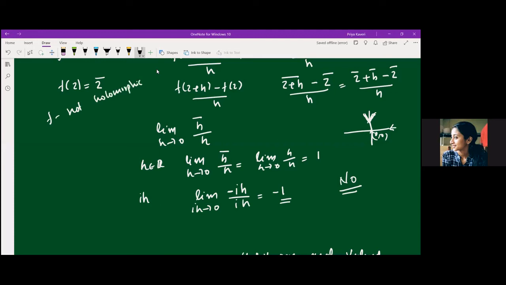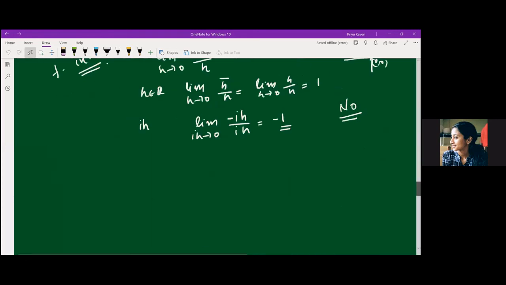But we saw something about this function earlier, that f is continuous. So this example shows that a continuous function need not be holomorphic. But then the next question will be, is the converse true? Are holomorphic functions continuous? The answer is yes. You can try to verify that.